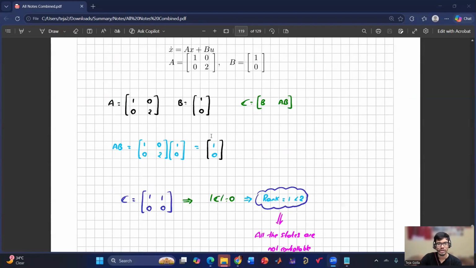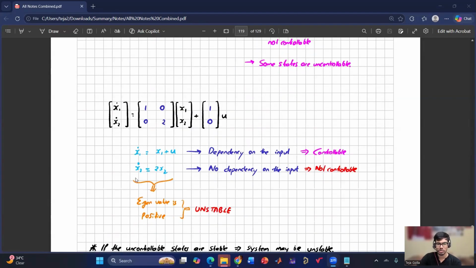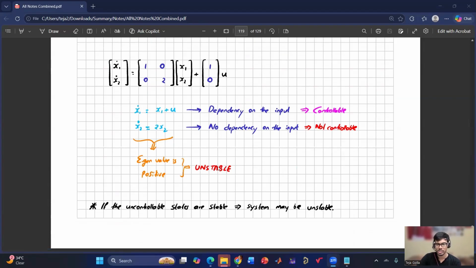And in the second problem, we saw that it is not controllable. If it is not controllable, how to identify which part is not controllable, and whether it is stable or not, that we also checked, and we found out it is unstable.